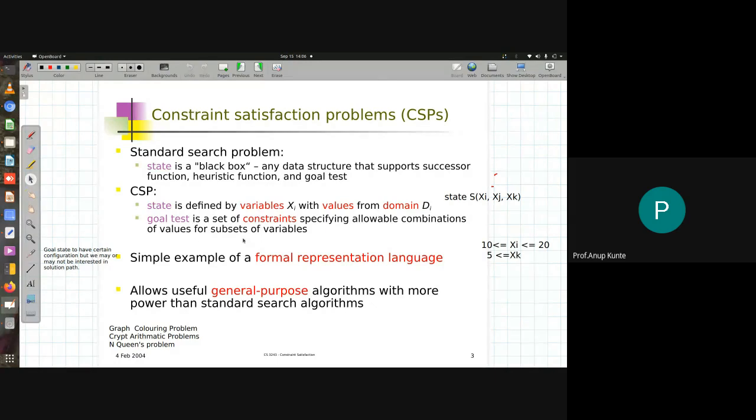In the standard search problems, we consider a state of the problem as a black box. That is, we do not manipulate the state and we do not have our solution built upon manipulation of the variables that compose the state. Okay, so that's the first and foremost difference between a state space search problem and a CSP.